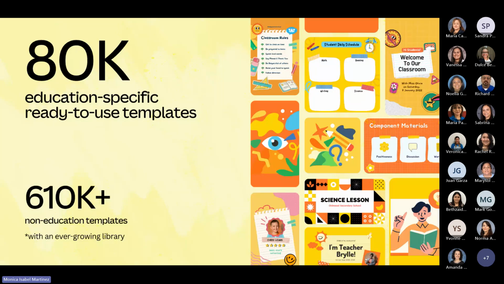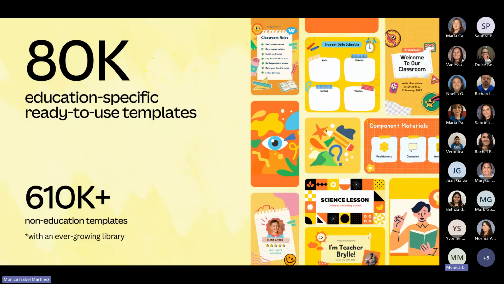Before we dive into the tools, I wanted to let you know that you've got nearly 700,000 templates to pick from. In these templates, you're going to find all kinds of content, including education-specific content that's already pre-made and ready to go. But whether it's the education template or the non-education templates that you're using, all of them are customizable. You're going to see us do that here in just a little bit, where you can go in and tweak anything that you're creating within your Canva account.